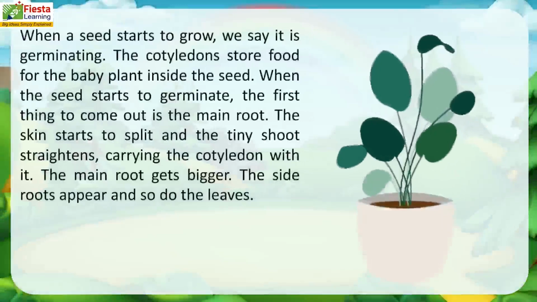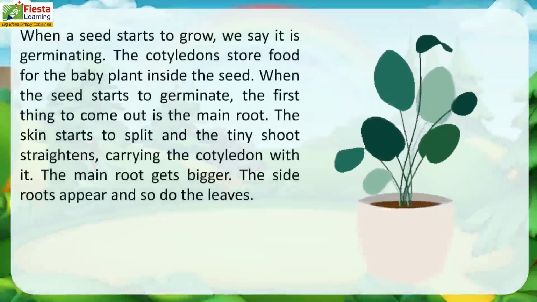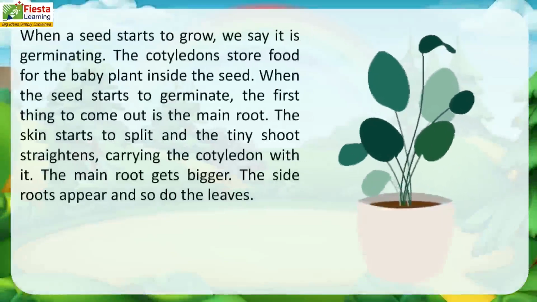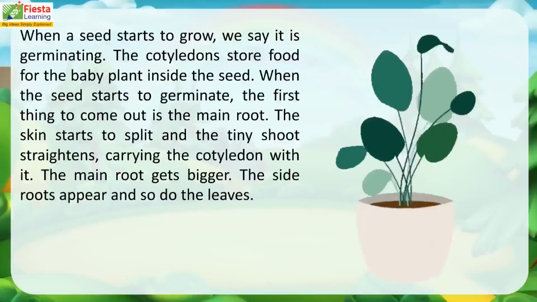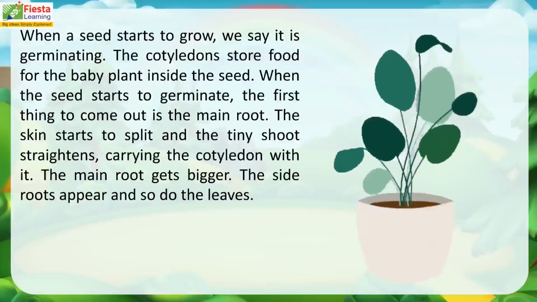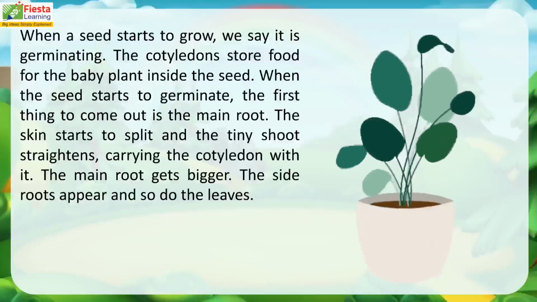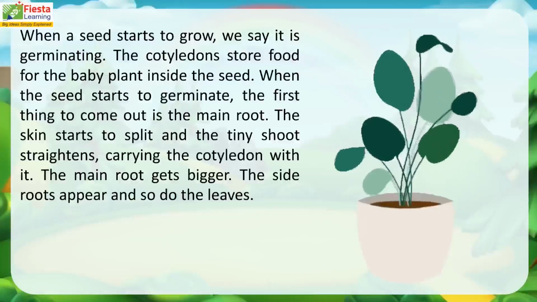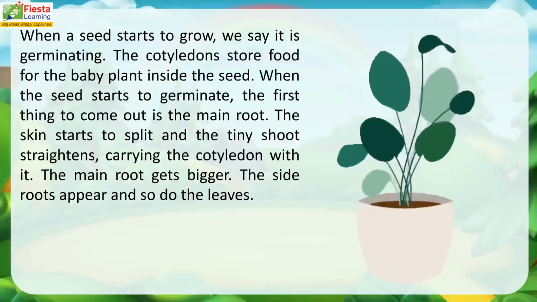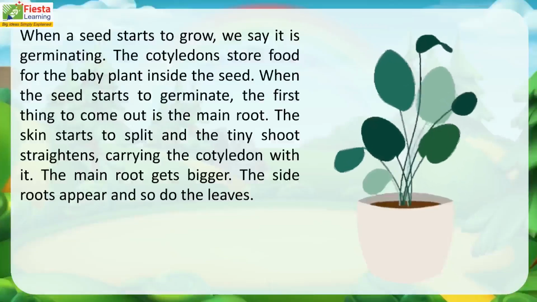When a seed starts to grow, we say it is germinating. The cotyledons store food for the baby plant inside the seed. When the seed starts to germinate, the first thing to come out is the main root. The skin starts to split and the tiny shoot straightens, carrying the cotyledons with it. The main root gets bigger, the side roots appear, and so do the leaves.